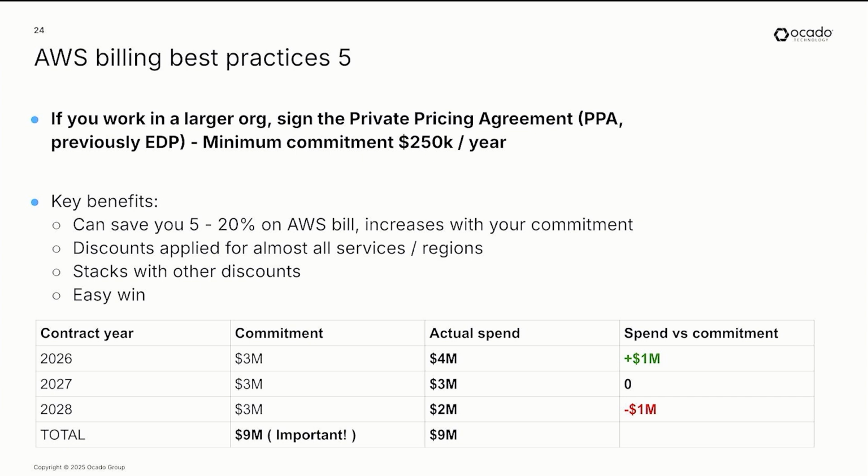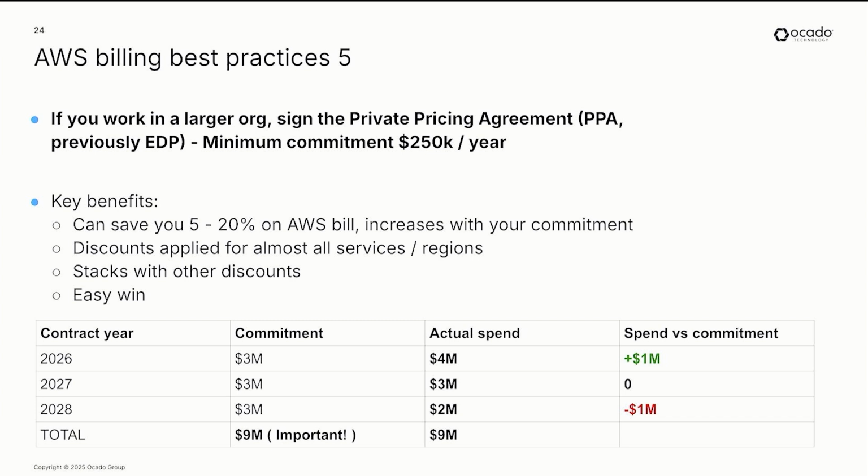Typically it's going to be a 3-year contract. And you said, I'm going to commit to spend on you guys 3 million every single year from 2026 to 2028. So in total, you are going to spend 9 million. Those individual years don't matter that much. The last one is the one that matters. So let's look at this example.